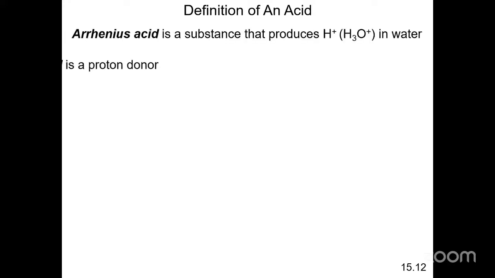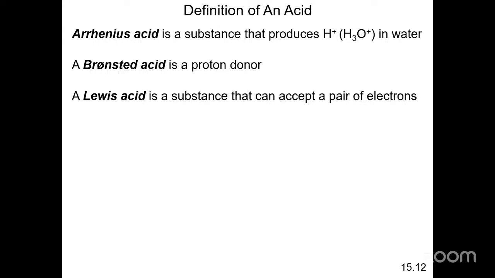Now we're going to get to a third definition. This is just reminding you of the different definitions for acids, Arrhenius and Bronsted. The third definition we're going to look at is called the Lewis definition. The Lewis definition is based on the ability of a substance to either donate or accept electron pairs.